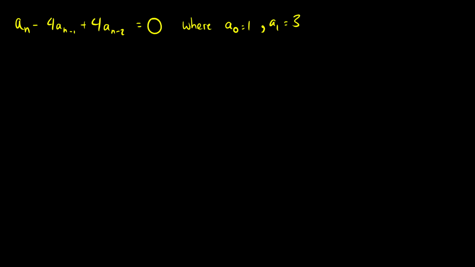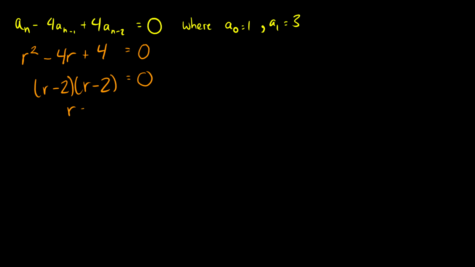Let's get the characteristic polynomial. So an minus 4an minus 1 plus 4an minus 2 is going to have the characteristic polynomial r squared minus 4r plus 4 is equal to 0. Okay, so this is going to be r minus 2 times r minus 2 when we factor it. This is equal to 0. So our roots are 2 and 2.